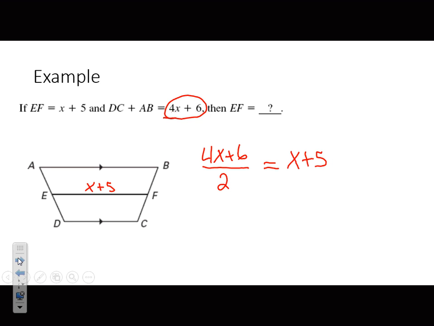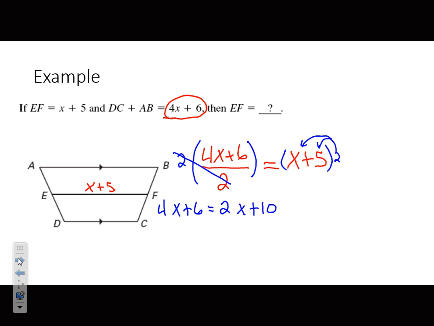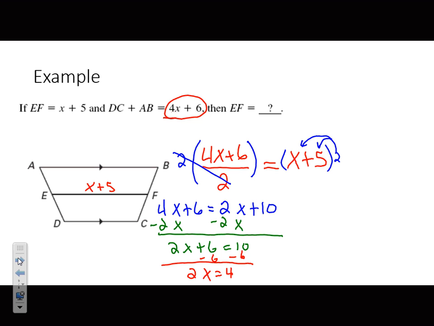So if I want to go about solving this problem, I'm going to first get rid of this 2, so I'm going to multiply both sides by 2. There's going to cancel, and I get 4x plus 6 equals this. I need to distribute in, so it's going to be 2x plus 10. Now I'm going to solve for x, so I'll subtract 2x on both sides. 2x plus 6 equals 10. Subtract 6. 2x equals 4. Divide both sides by 2. And x is going to equal 2.